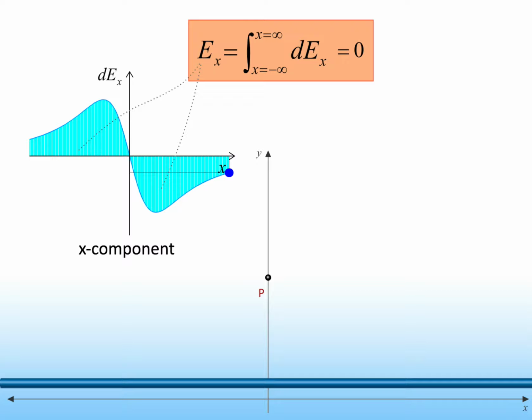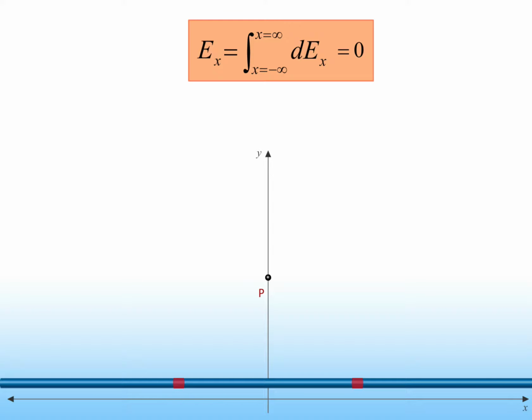We can understand why E sub x is 0 by considering the contributions to the integral from two segments on the line that are equidistant from P as shown. The magnitudes of the E fields produced by these segments are equal since they are the same distance from P. The directions of the E fields produced by these segments, however, are not the same. In particular, we see that the x components of the E fields from the two segments exactly cancel each other.